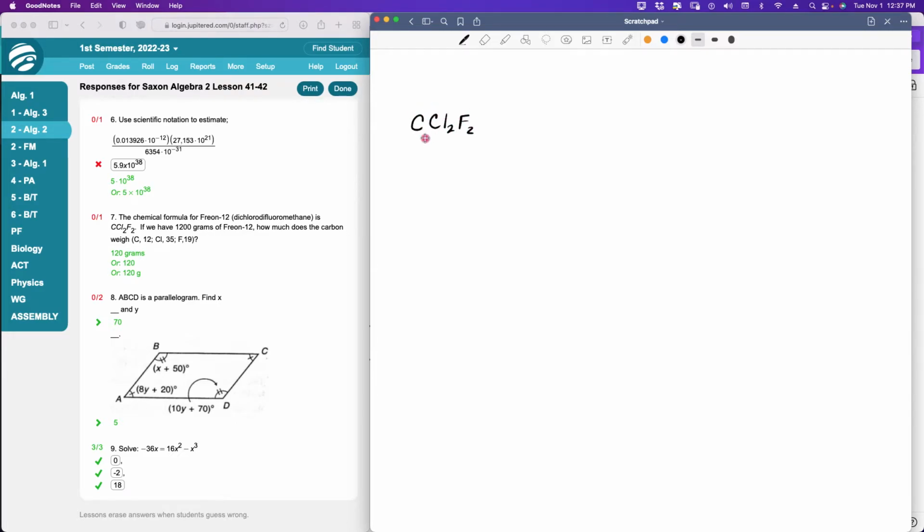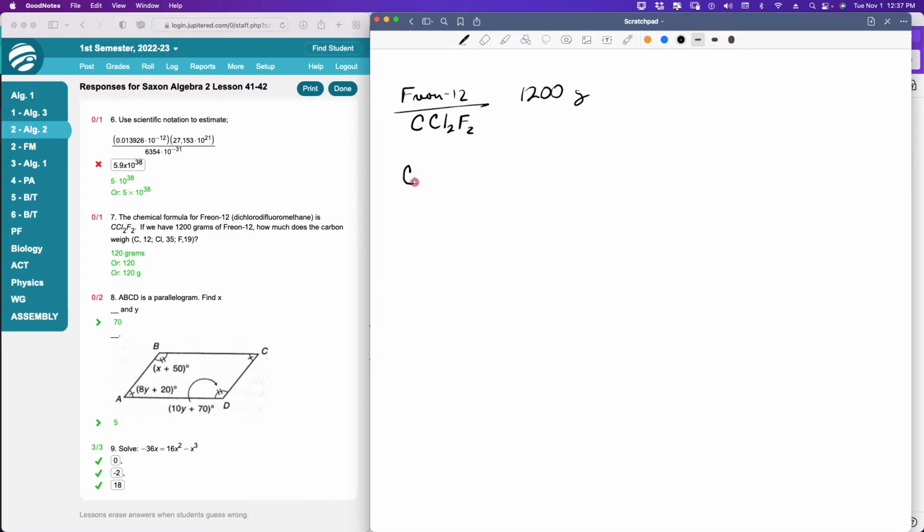That is the chemical composition for Freon 12. All right, that equals that. What we need to do is figure out how much carbon is in a certain quantity of Freon 12. We have 1,200 grams of Freon 12, and we need to know how much carbon is in that. So we need to break this down into its components.